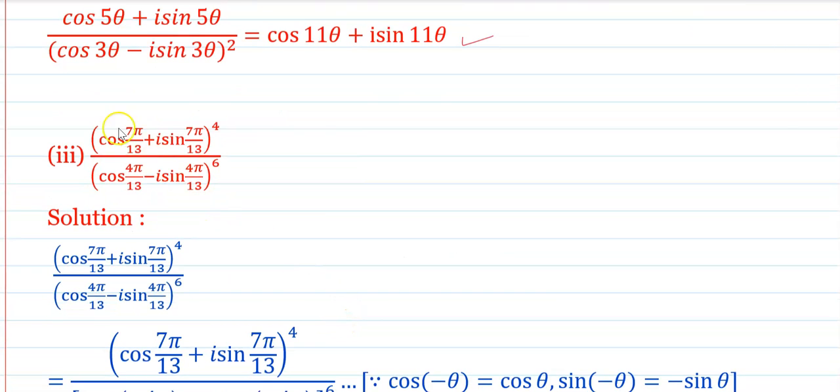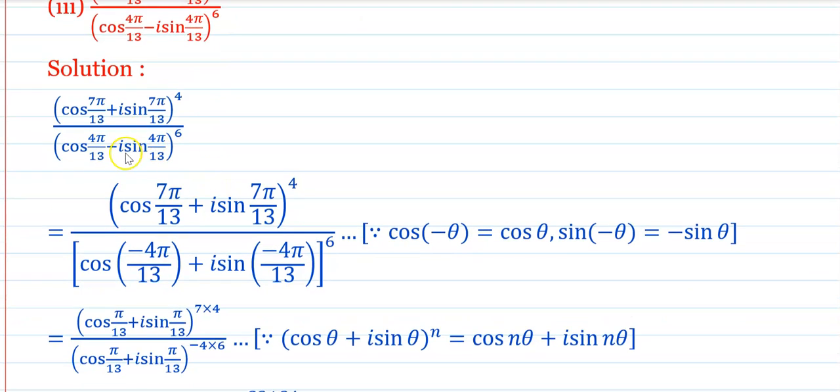Okay, next, (cos 7π/13 + i sin 7π/13) raised to 4, (cos 4π/13 − i sin 4π/13) raised to 6. Here again there is a minus sign. That is, cos of 4π/13 can be written as cos of minus 4π/13 by using the result cos(−θ) is cos θ. Next, minus i times sin of 4π/13. Again, sin(−θ) is minus sin θ, and therefore minus i times sin of 4π/13 is i sin of minus 4π/13.